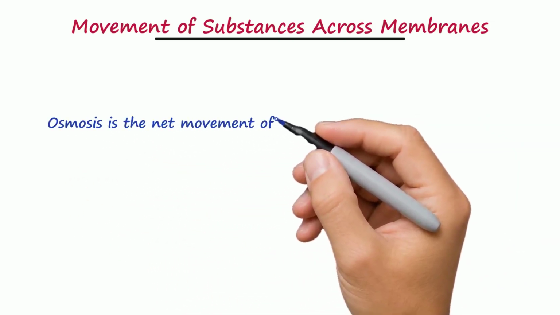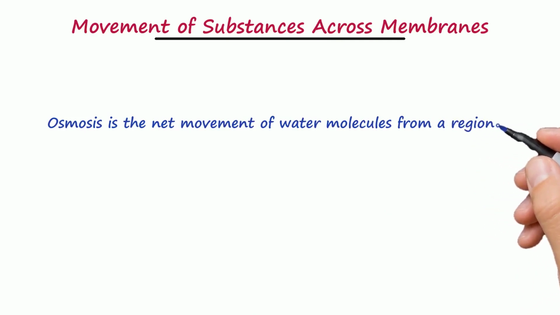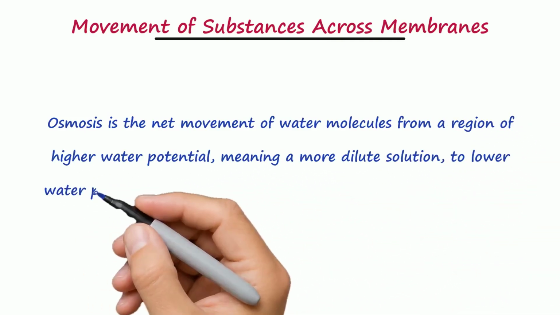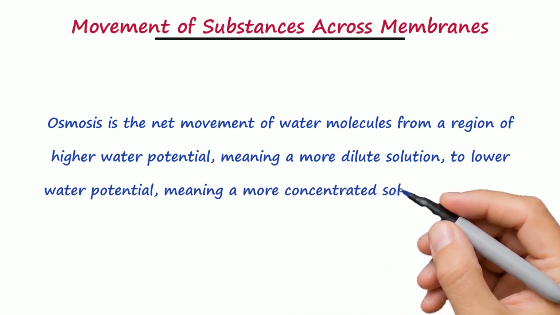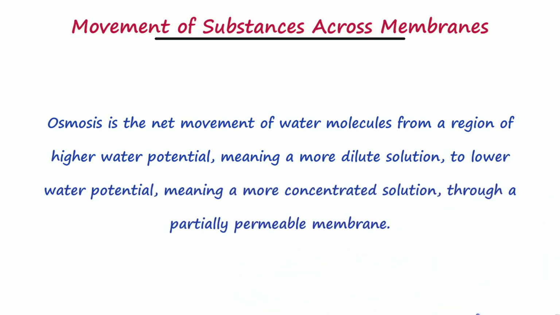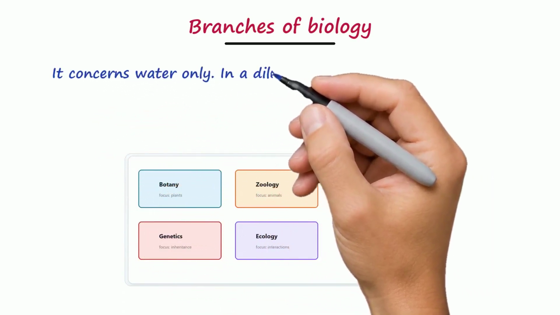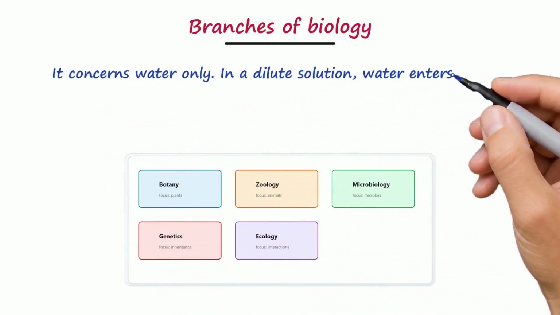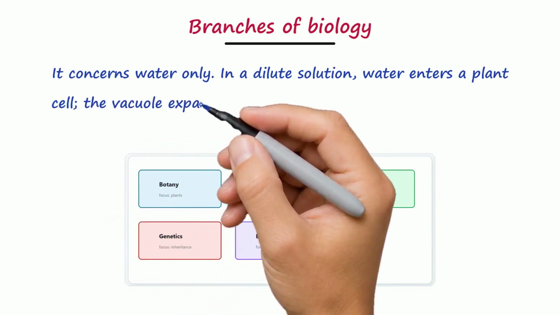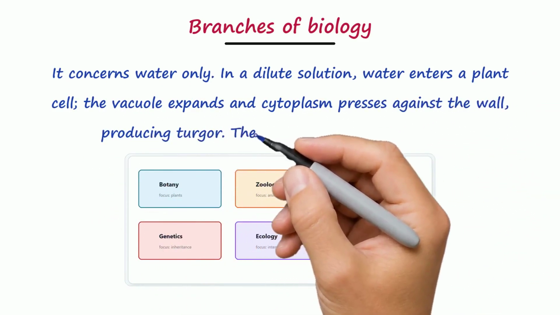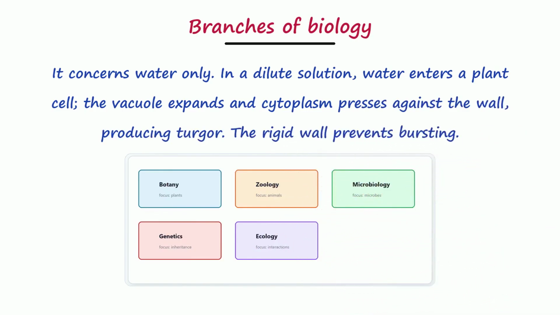Osmosis is the net movement of water molecules from a region of higher water potential, meaning a more dilute solution, to lower water potential, meaning a more concentrated solution, through a partially permeable membrane. It concerns water only. In a dilute solution, water enters a plant cell, the vacuole expands and cytoplasm presses against the wall, producing turgor. The rigid wall prevents bursting.